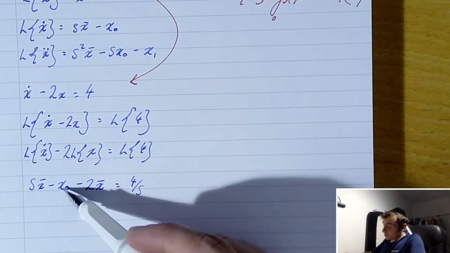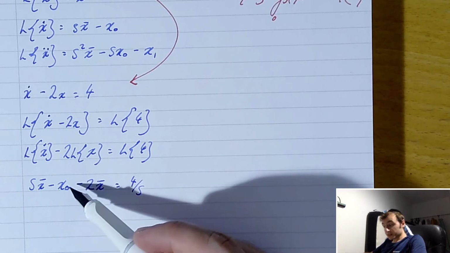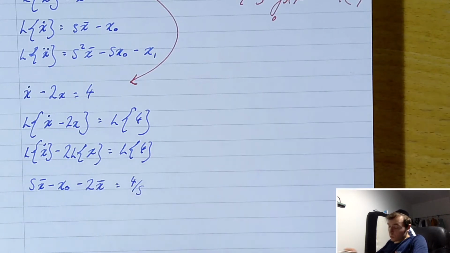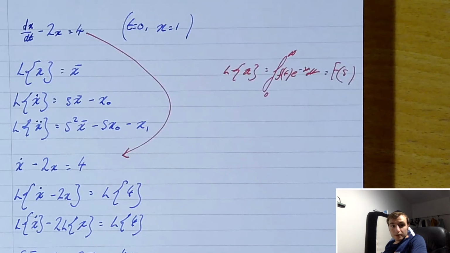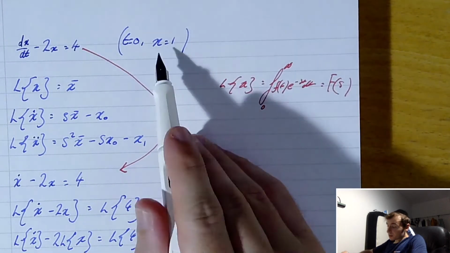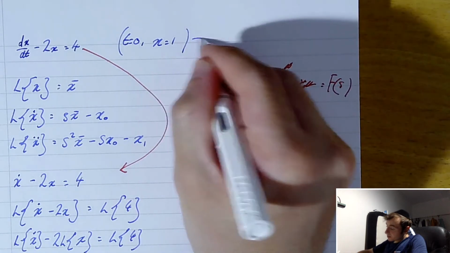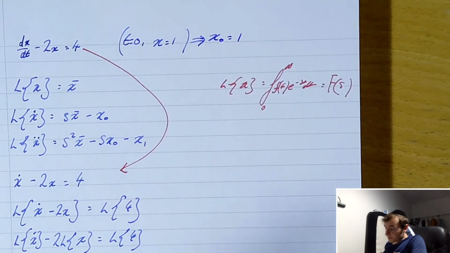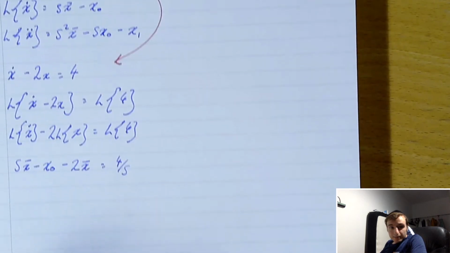But we know that x naught, remember x naught is the function when t equals 0, we know that that equals 1. Why? Because of our initial condition. So this really implies that x naught equals 1. Yeah? So let's go and substitute that in.